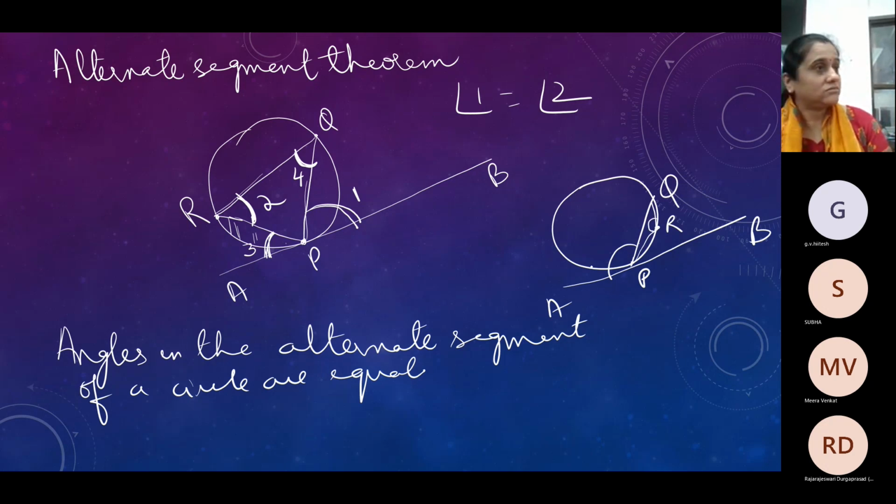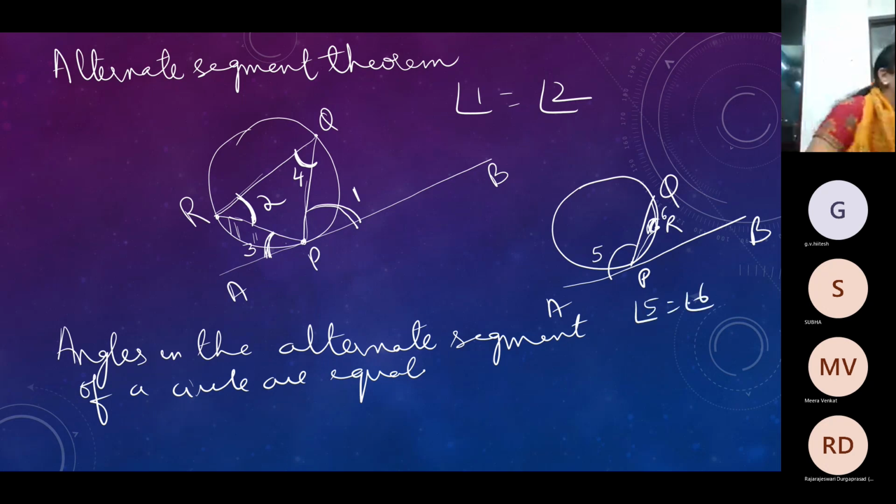This angle 5 is equal to this angle 6. Angle 5 is equal to angle 6. Same reason: angles in the alternate segment of a circle are equal. The angle is in the major segment. This angle 5 is a part of the major segment.